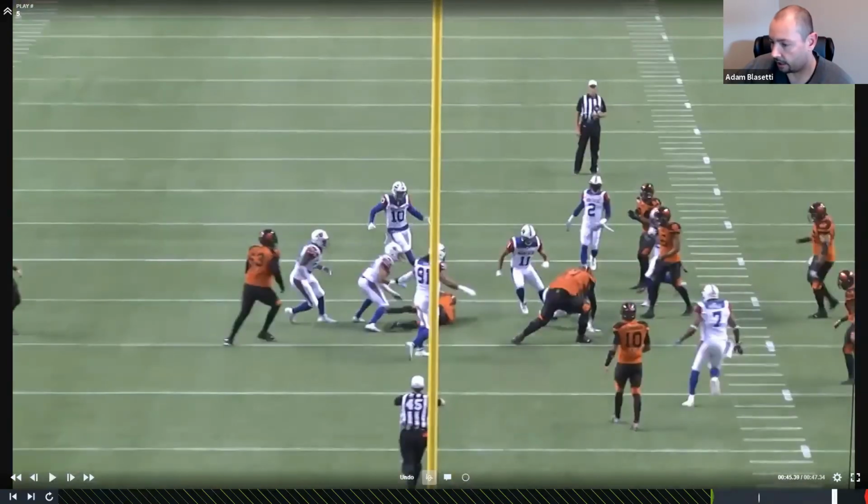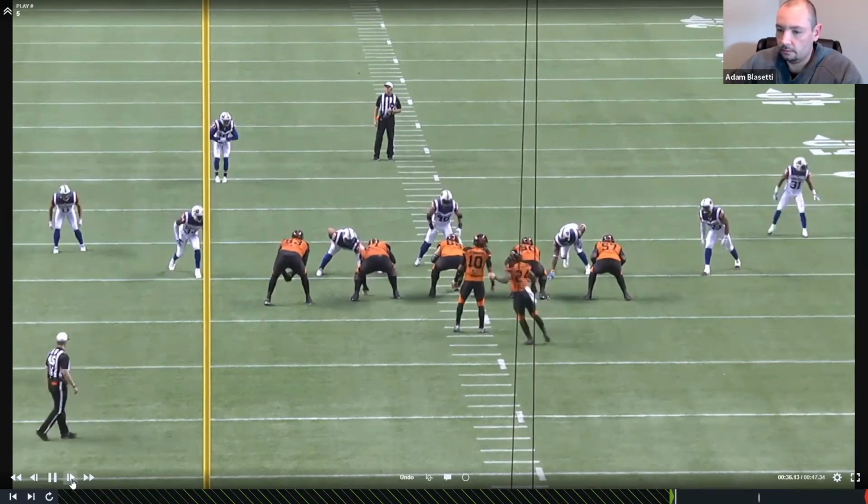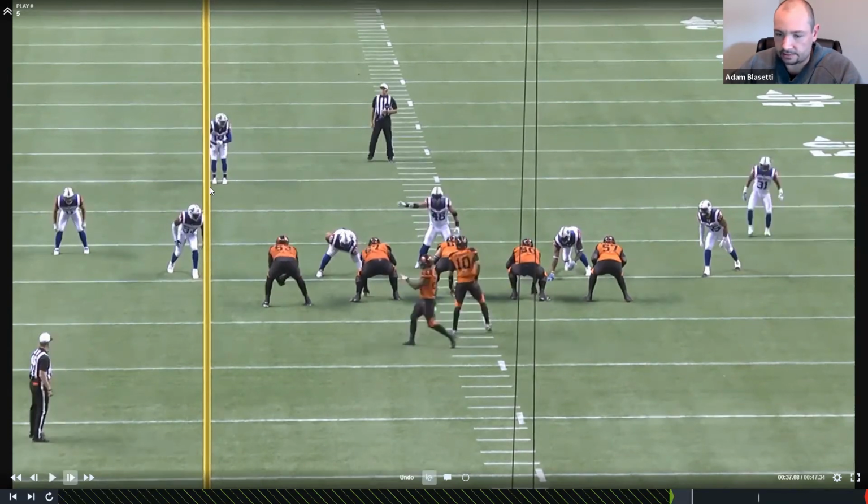So we talk again about, and just in case I didn't, or I need to reiterate this, both mid-zone and tight zone can both be used for any of your RPOs or your zone read concepts. It's just schematically it changes. So again, this is just a basic zone read. We're reading here.